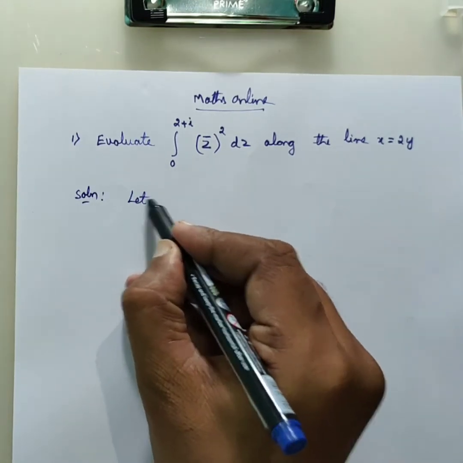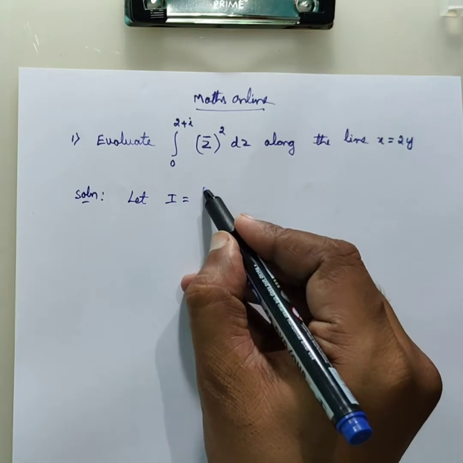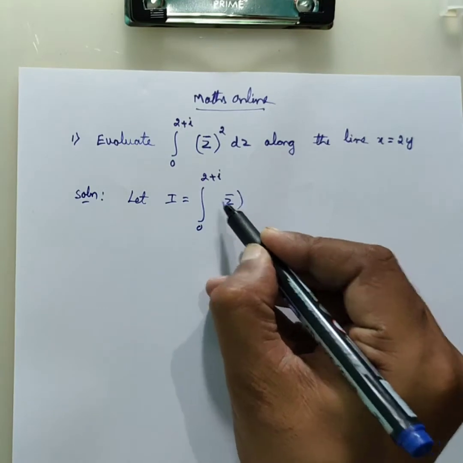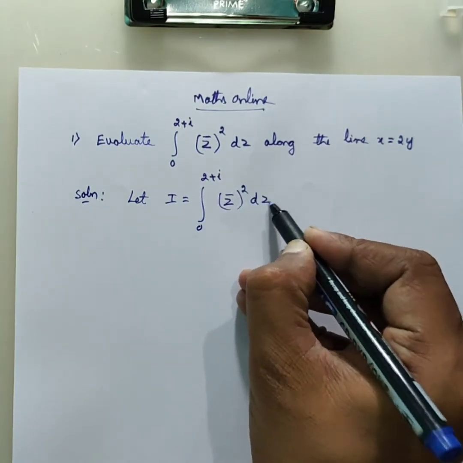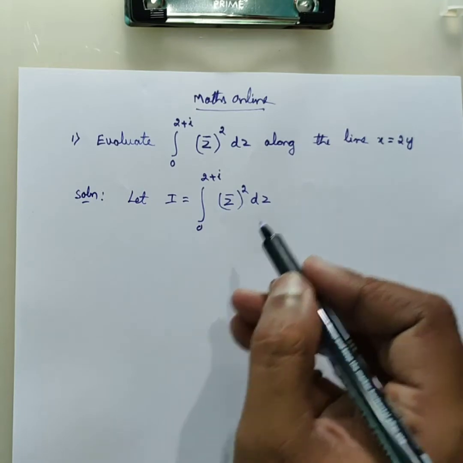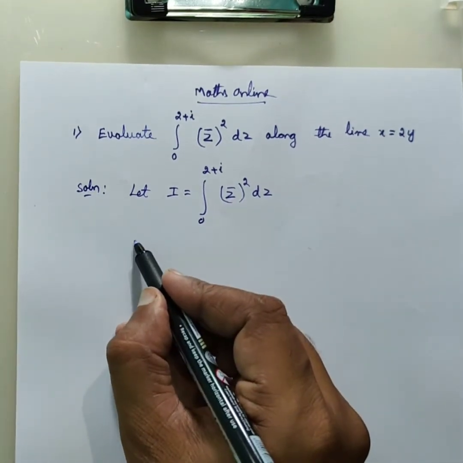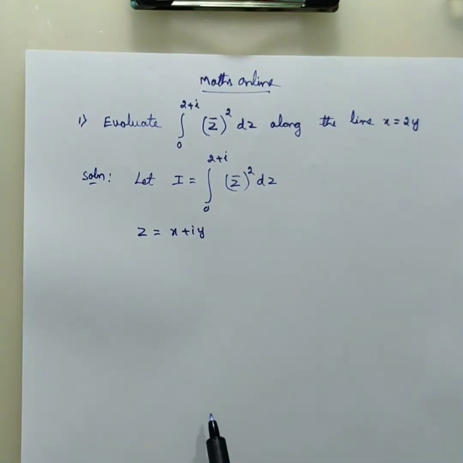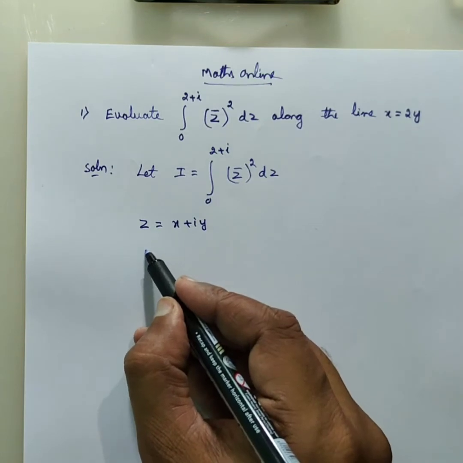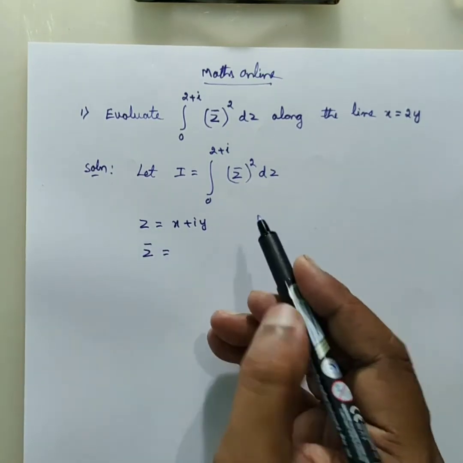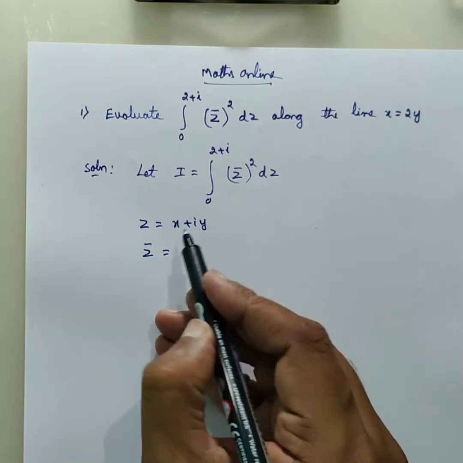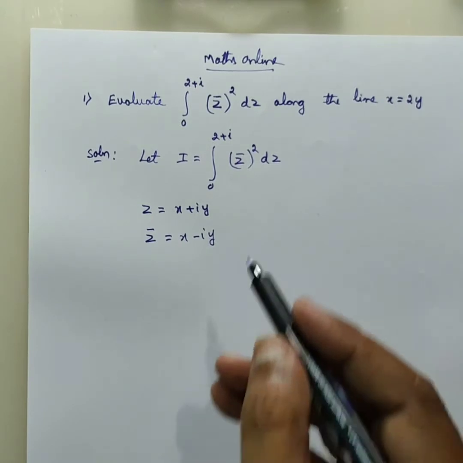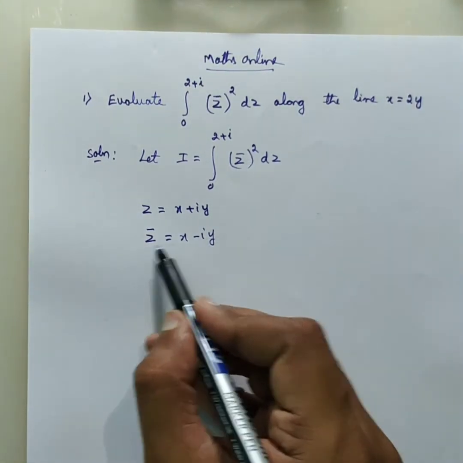So let me take this integral to be I, the integral from 0 to 2 plus i of (z bar) whole square dz. So we need to evaluate this one. We know z is equal to x plus iy. Now if I take z bar, it will be the conjugate of z, so the conjugate of z will be x minus iy. But here you can see it is squared, so we'll try to square this one.